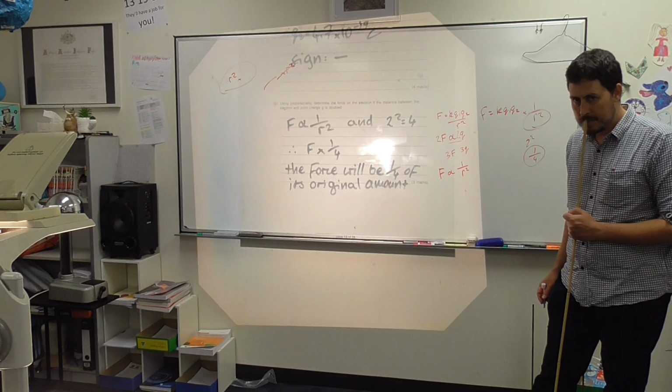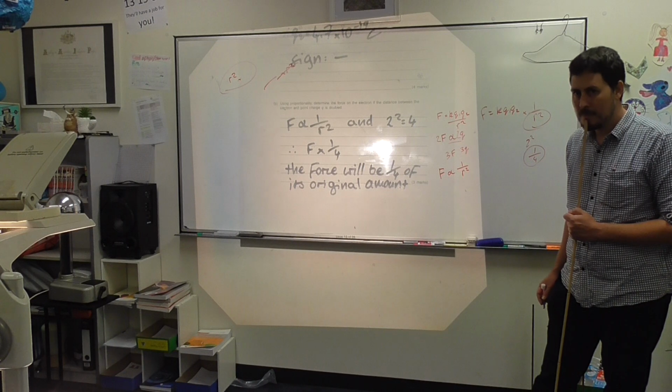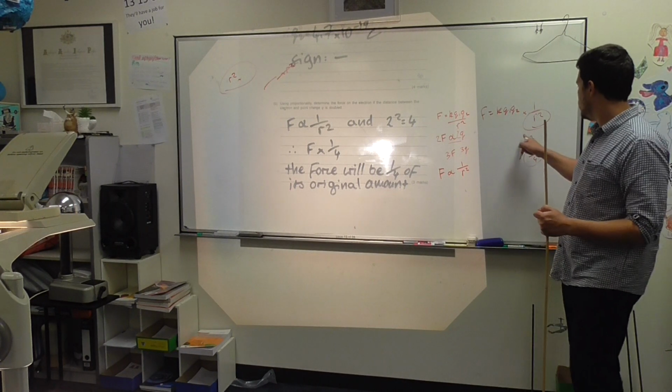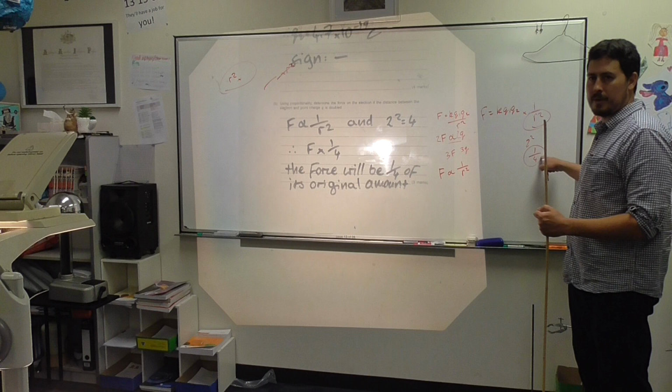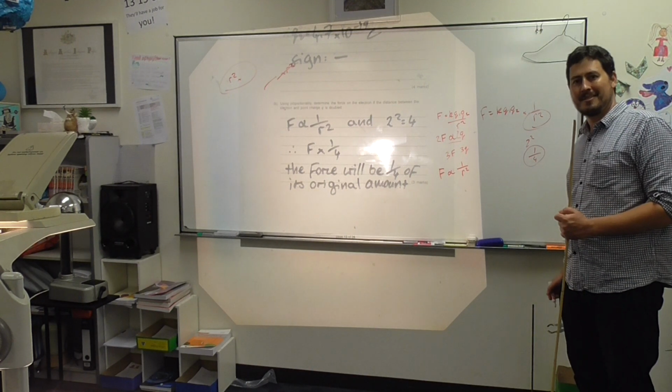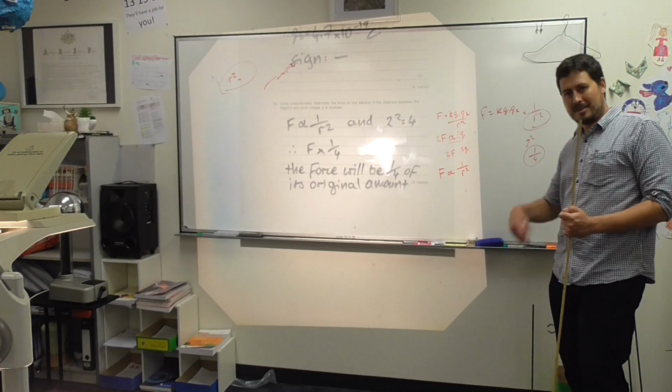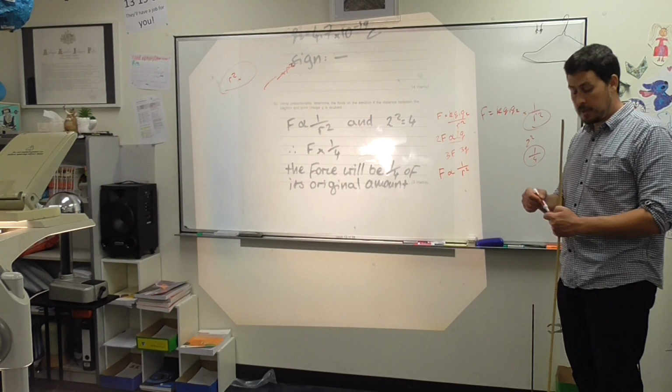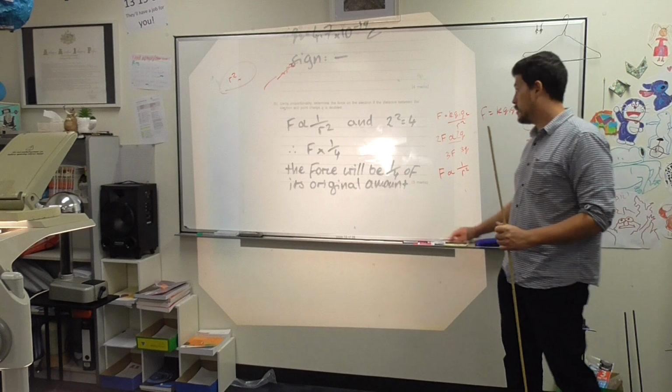Do 2.5 squared, and then divide it into 1, see what happens. See, if you double the radius, you get a quarter. So if you half the radius, what do you reckon is going to happen? Yeah, it's going to quadruple. It's the opposite. If you feed it into your calculator, you'll see it works.